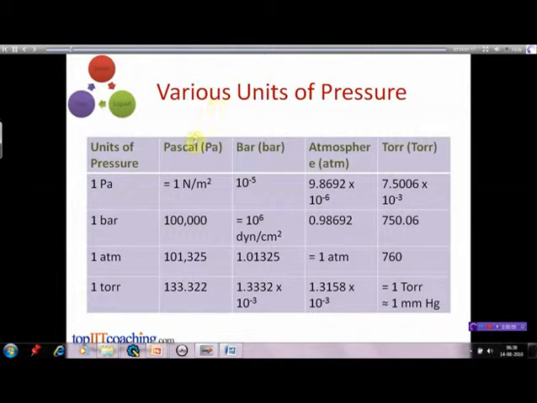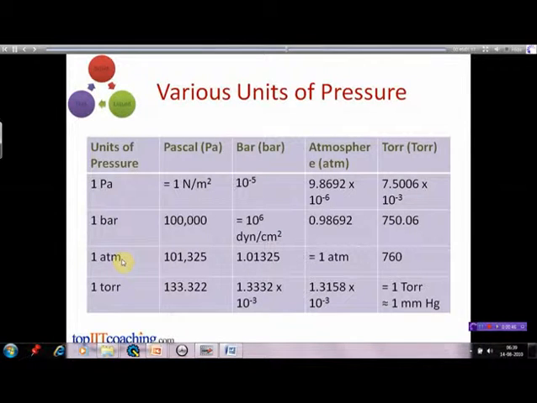Now let's have a look at the various units of pressure. They are Pascal, bar, atmosphere and torr. So Pascal, which is in short denoted by Pa, is equal to 1 Newton per meter square, is equal to 10 raised to minus 5 bar, 9.8692 into 10 raised to minus 6 atmosphere, and 7.5006 into 10 raised to minus 3 torr. Similarly, 1 bar is equal to 100,000 Pascal, 10 raised to 6 dyne per centimeter square, 0.98692 atmosphere, and 750.06 torr.